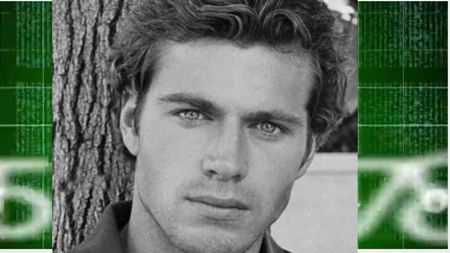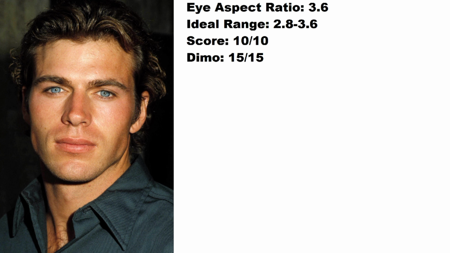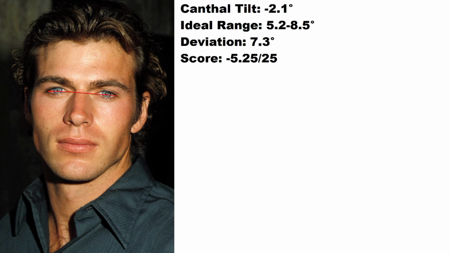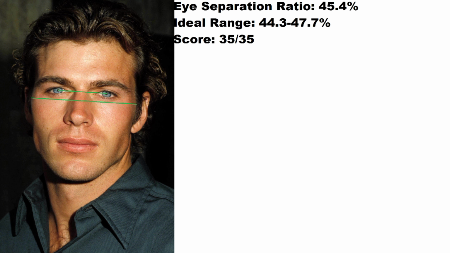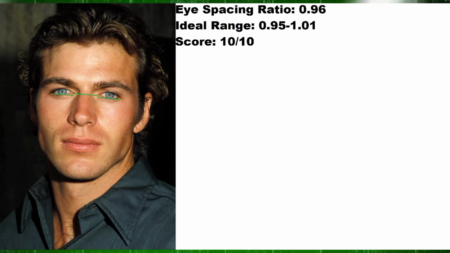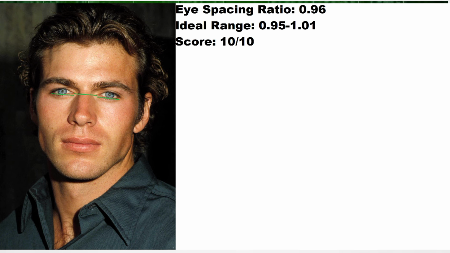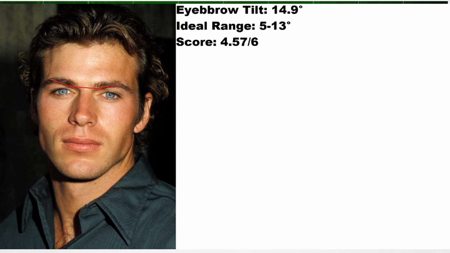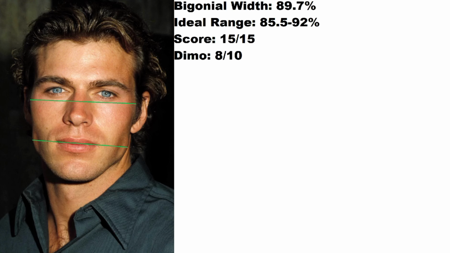Moving on to his eye area. His eye aspect ratio is 3.6, which is ideal and on the upper end of ideal range, which makes it more masculine. But his canthal tilt is negative 2.1 degrees, which is very unideal. And it will get a minus score. His eye separation ratio or his interpupillary eye distance is 45.4%, which is ideal and on the masculine end. Also his eye spacing ratio is 0.96, again very ideal. But his eyebrows are 14.9 degrees positively tilted, which is slightly higher than the upper end of ideal range. It is slightly feminine.